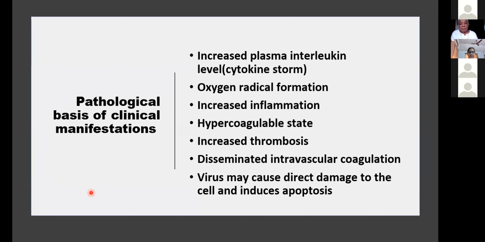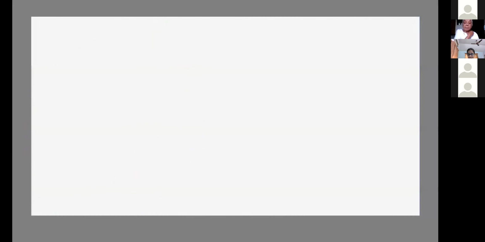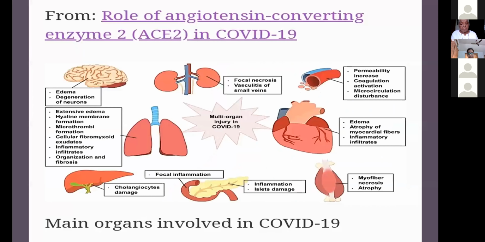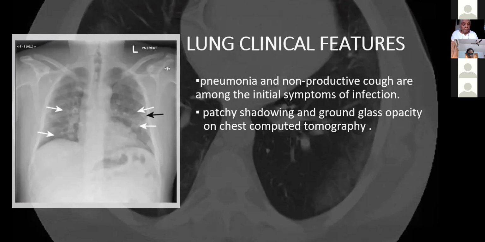Now, having said all this, in a nutshell, we can see the pathological basis of clinical manifestation. The first one could be the cytokine storm, the oxygen radical formation, inflammation, the hypercoagulable state of blood, or the direct damage caused by the virus. In addition to all this, it also includes cell-mediated and humoral immunity, because the alveolar macrophages engulf these viruses through phagocytosis and present them to the T cells, which activates the B cells, producing the antibodies, which activates the cell-mediated and humoral immunity. This is a diagram which shows almost all of the pathological changes that we see associated with a COVID infection.